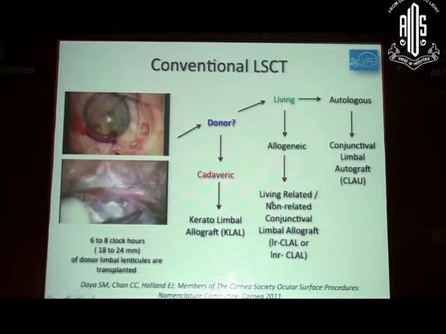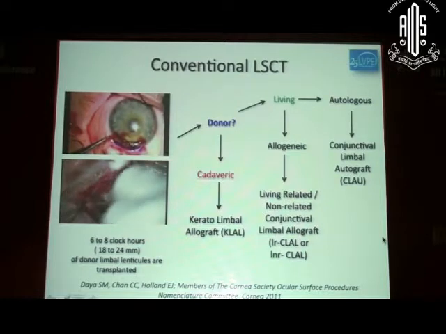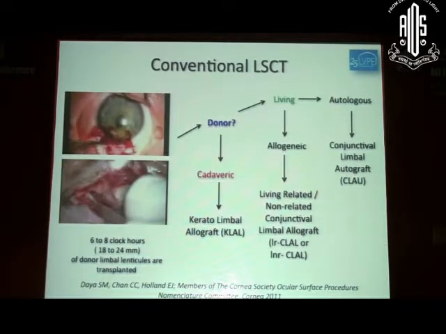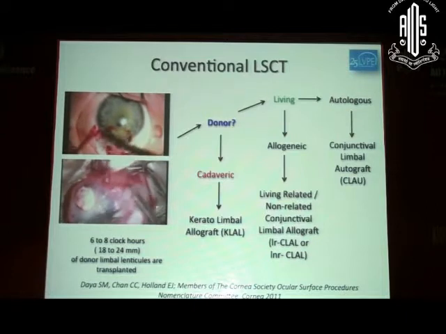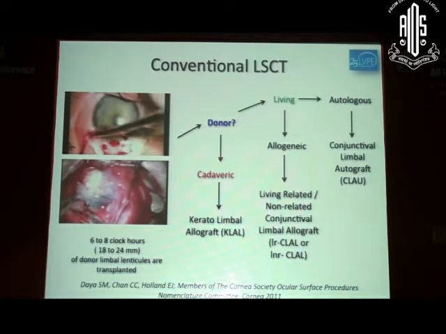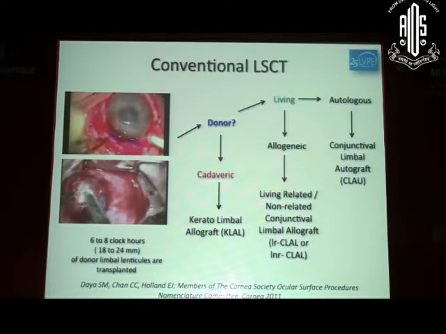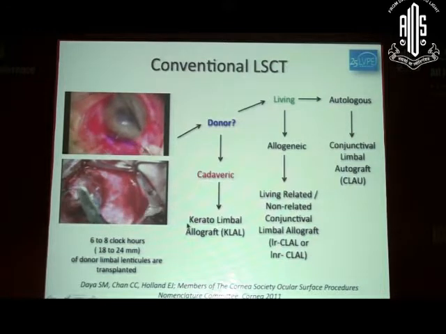And if you take it from a corneoscleral rim where it's cadaveric, then it's called a keratolimbal allograft, KLA. So usually we take 2 lenticules, which are around 3 clock hours in length, and that is transplanted on the surface of the recipient eye. So these are 2 different techniques of doing the same procedure.